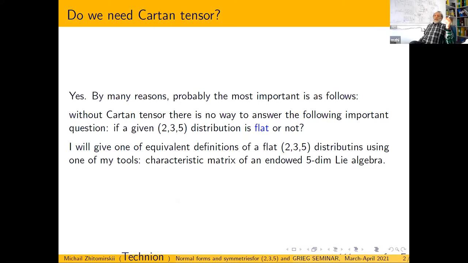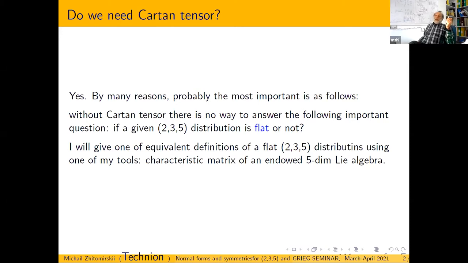All those who dealt with (2,3,5) distributions know that we do need the Cartan tensor. It is unavoidable. It could be replaced by something equivalent, for example what we call the fundamental form. But without the Cartan tensor, there is no way to answer one of the most important questions: is a (2,3,5) distribution flat or not flat? It is a crucial and difficult question which can be solved with Cartan's equivalence method and the Cartan tensor.